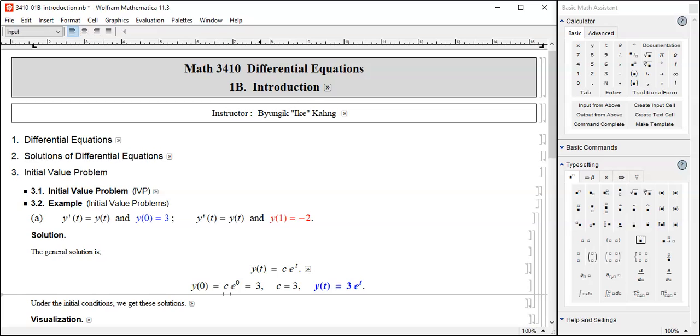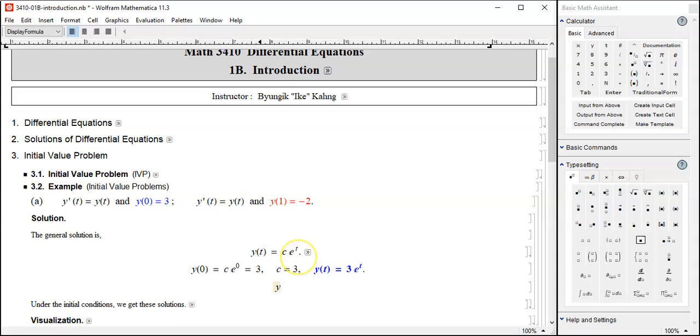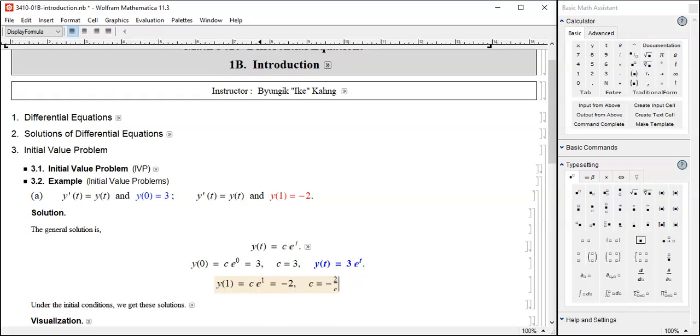How about the red problem? Similar. Same general solution. y of 1 is negative 2. So y of 1 is c times e to the first power, equal to negative 2. And what is this? c has to be negative 2 over e. Therefore, y of t is equal to negative 2 over e times e to the t power.